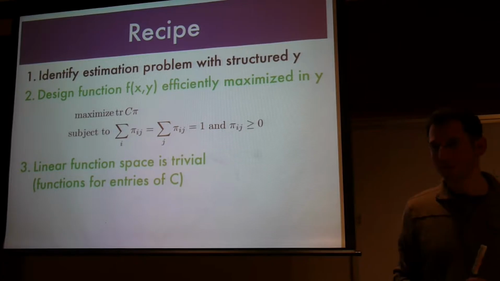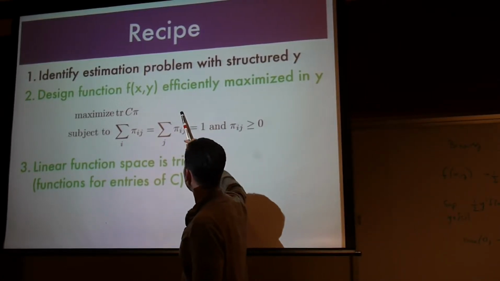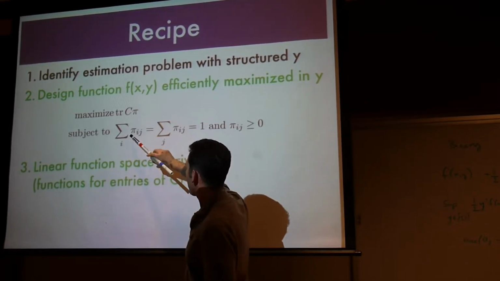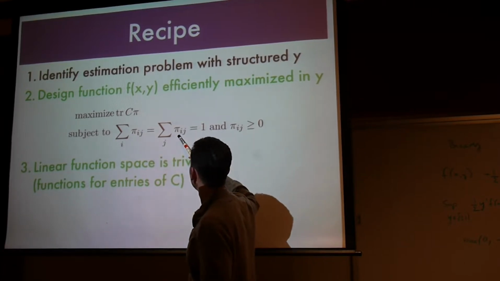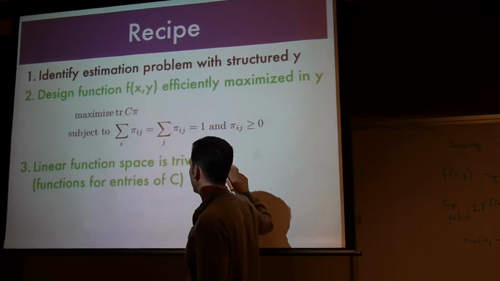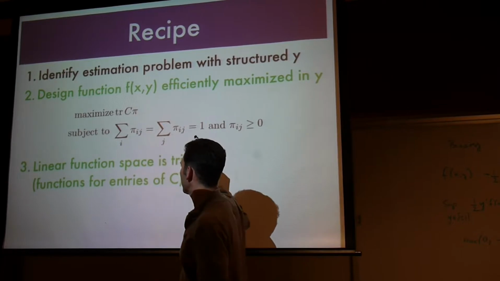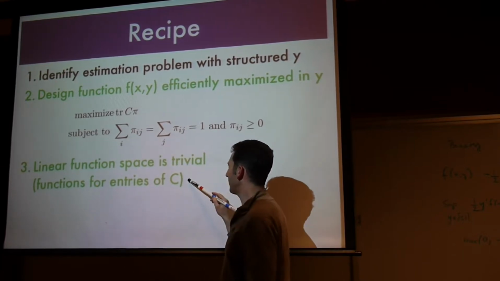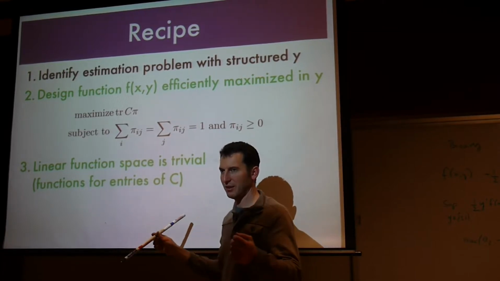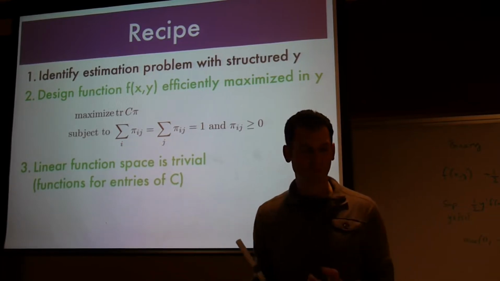So now let's just look where we are in our recipe. Well, we've passed terms 2 and 3. We've already identified the problem. We've seen here's a function f of x and y that I can easily maximize. That's the trace of C times pi under these constraints. So this is now my function. These are the constraints of what the argument can take. And a linear function space on the Cij's is fairly trivial. Well, this will just take image patches from the first image and the second image, and then I compute some score of that.